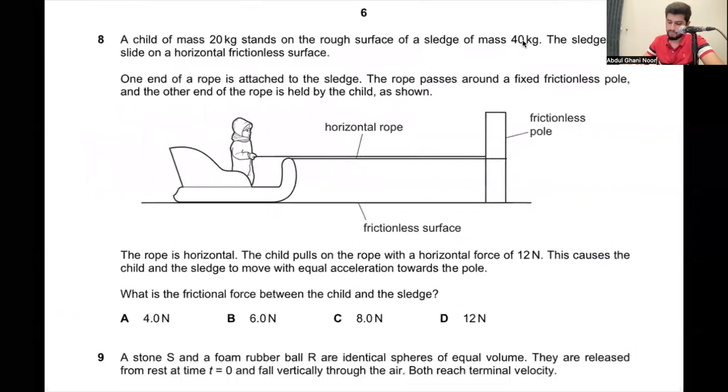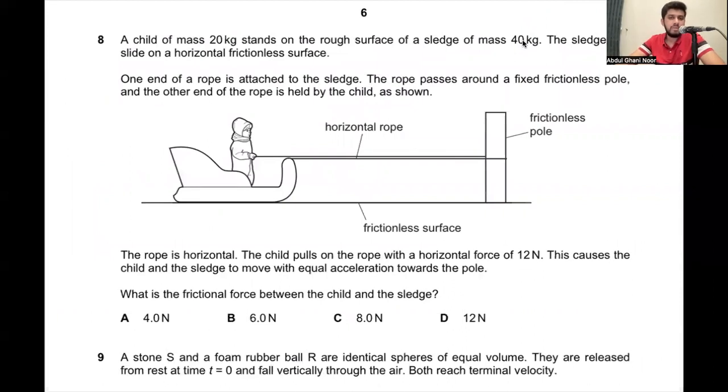Question number 8. Question 8 says, a child of mass 20 kilograms stands on the rough surface of a sledge of mass 40 kilograms. The sledge can slide on a horizontal frictionless surface.